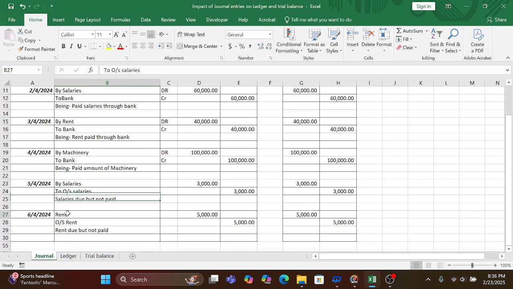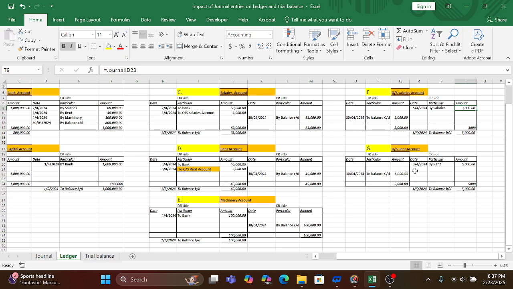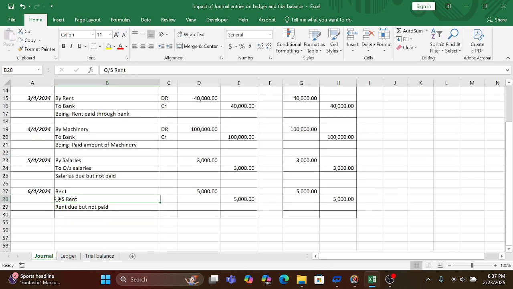Then the next entry is outstanding rent. Like outstanding salary we have outstanding rent. If we paid the rent, in that case our entry will be rent account debit to bank. But if the rent has been accrued, meaning we have taken the services but not paid that amount to the landlord, according to the accrual concept we have to show the entry as rent account debit to outstanding rent. So in a rent account "to outstanding rent", and in an outstanding rent account "by rent account".